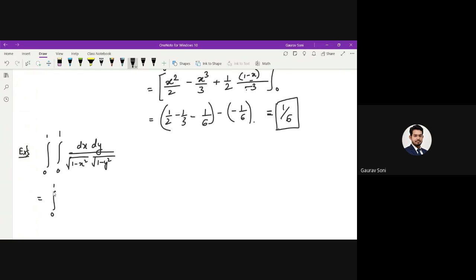Integration 0 to 1. The first integration is with respect to x. Remember that. So integration 0 to 1 dx upon the root 1 minus x square. This root 1 minus y square is a constant when you integrate with respect to x, so I can take it outside the integration, 1 minus y square dy.